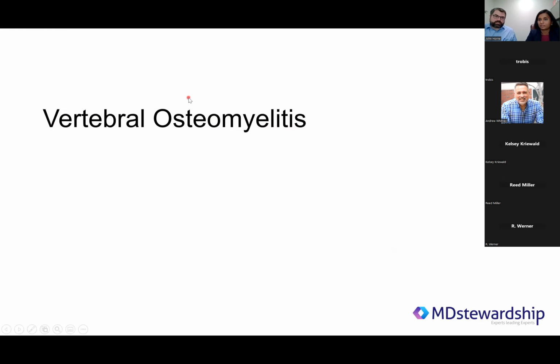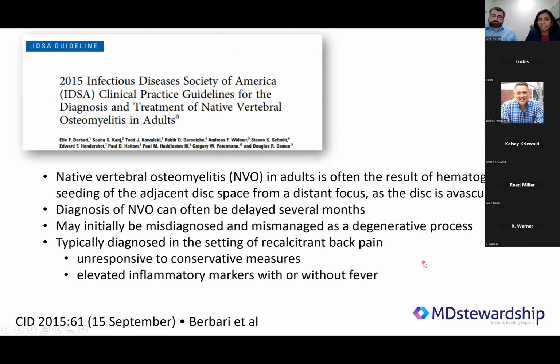And then vertebral osteomyelitis. This is good because we've had a number of these recently. So native vertebral osteomyelitis in adults is often a result of hematogenous seeding, basically meaning from blood to the back, the spinal area, disc area. Diagnosis of vertebral osteomyelitis is a lot of times delayed, because the patient complains of back pain, and a lot of times you think back pain is just a muscle, or not walking correctly, or other misdiagnoses.